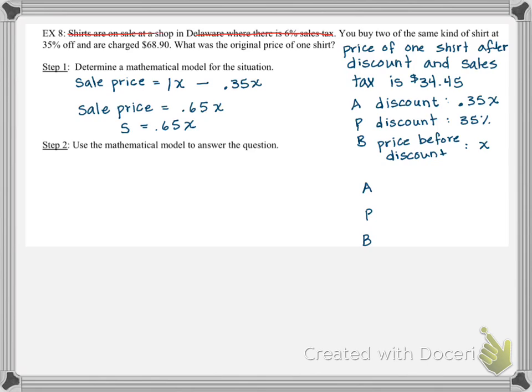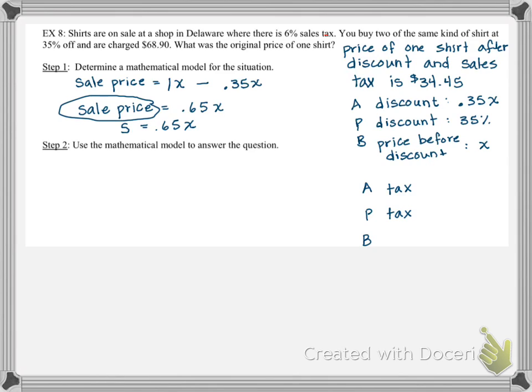What does our percent represent now? 6% is the tax, yep. So we have the percent tax. That means the amount is the dollar amount of the tax. What's our base here? What does it represent? Cost before the tax. Yeah, it's the cost before the tax, which is what we call the sale price here, right?